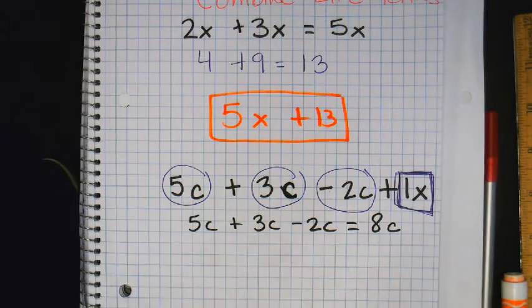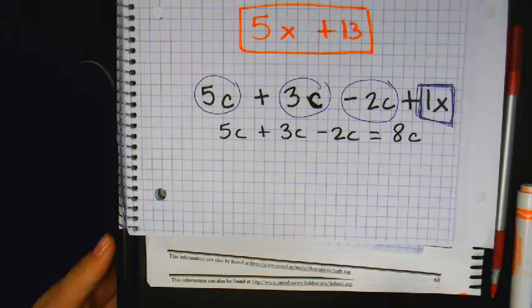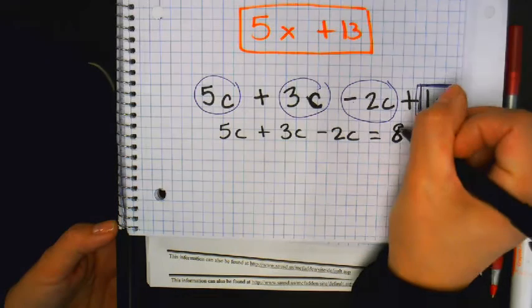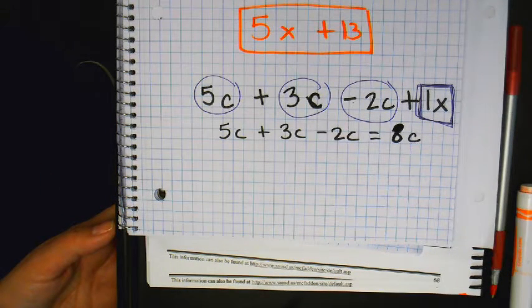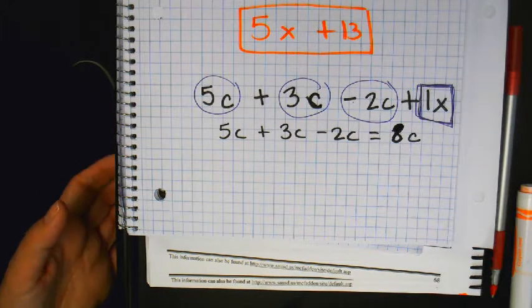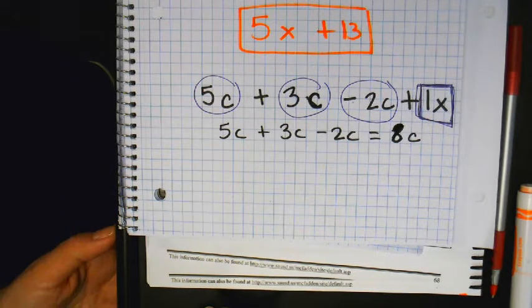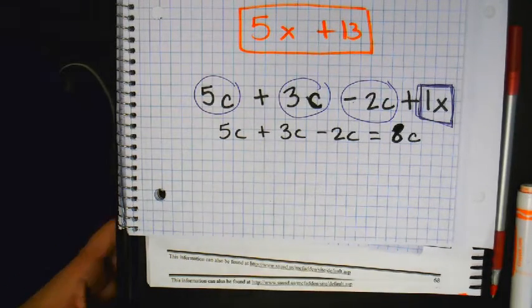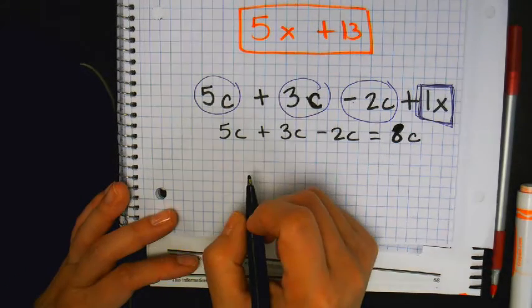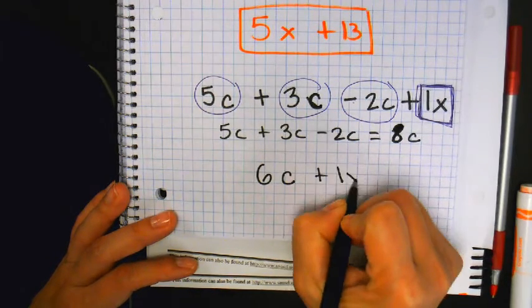Is there anything I can do with the 1x? I wasn't finished, okay? This is like an extra decoration on the 6, like a hat. It kind of looks like an 8, but it's not, because she knows how to do math and she knows that's a 6. Alright. So, our final answer is 6c plus 1x.